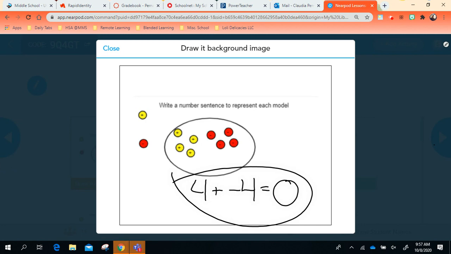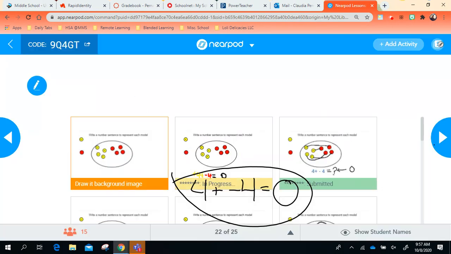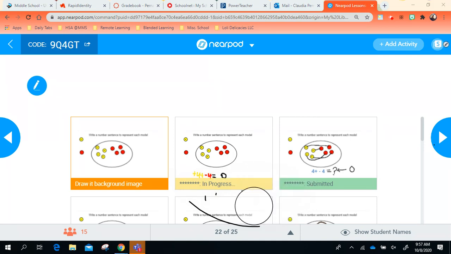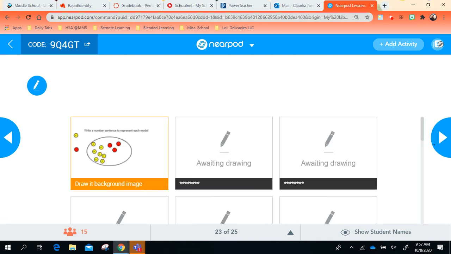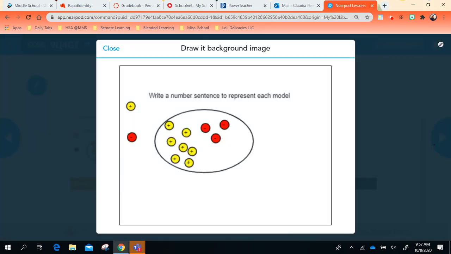What if I had said 5 plus negative 5? Still 0. What about 6 plus negative 6? 0. Look at you. Oh, wait. What if I had done 1.25 plus negative 1.25? 0. Now you're thinking you're super smart because you know what they're doing.